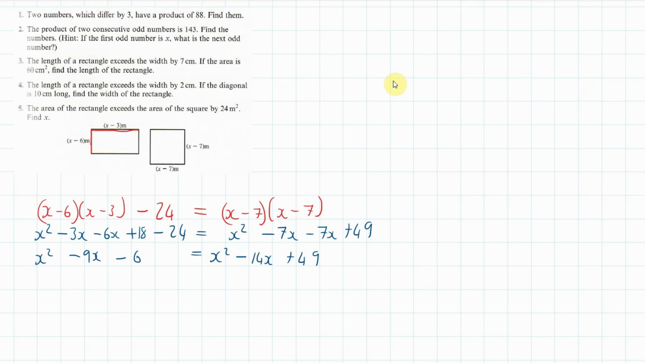I'm going to move everything to the left-hand side. The x squareds will cancel out, since if I take an x squared across, minus it from this side, it will be gone from that side too, if I do the same to both sides. If I add 14x to both sides, to get rid of it from the right-hand side, I will get 14x take away 9x, which is 5x. And I will leave the 49 on the right-hand side, and I'll add 6 to it, which will give me 55. So 49 plus 6 is 55, and therefore x is 11.